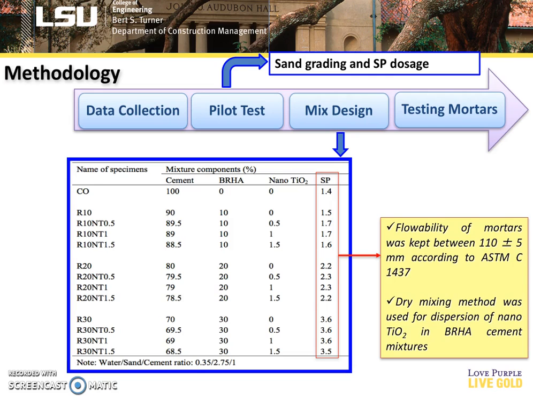According to the ASTM standards, the SP or superplasticizer percentage was adjusted. Dry mix method was used, and the water, sand, cement ratio for the whole sample is 0.35, 2.75 and 1.